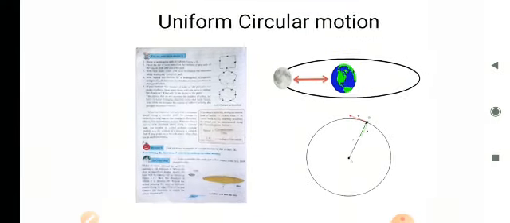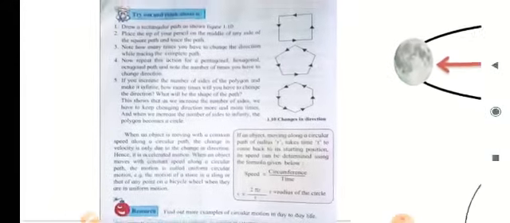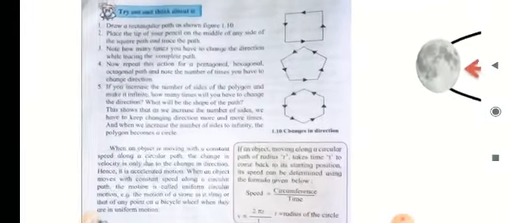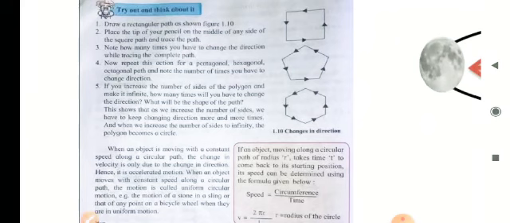Okay, let's see now. Here, try out and think about it. First one, draw a rectangular path as shown in figure 1.10. Place the tip of your pencil on the middle of any of the square path and trace the path. Note how many times you have to change the direction while tracing the complete path. Now repeat this action for pentagonal, hexagonal, octagonal path and note the number of times you have to change the direction.